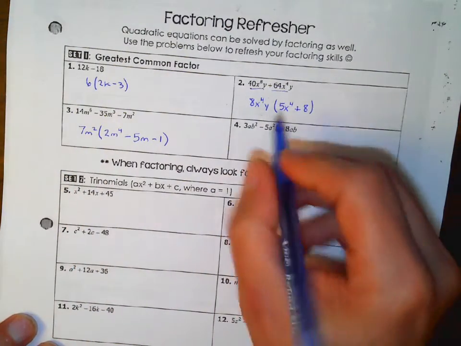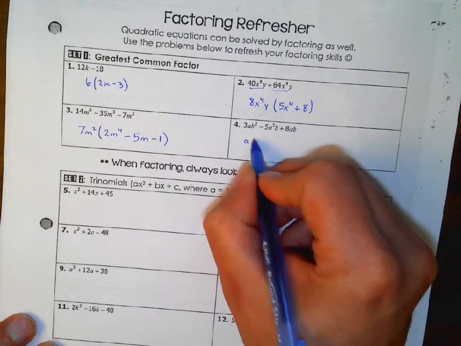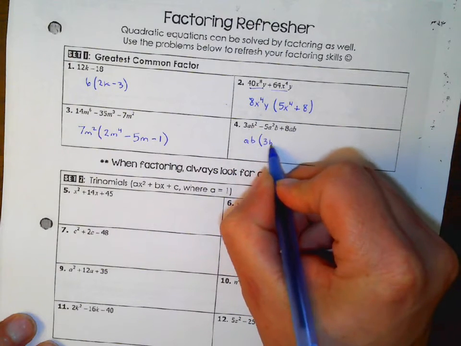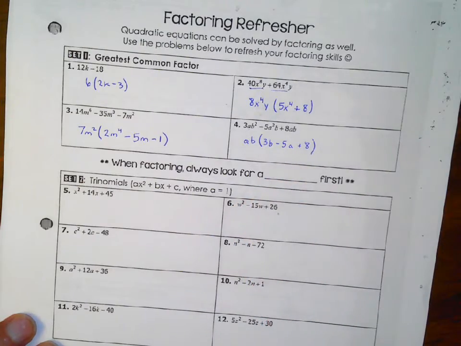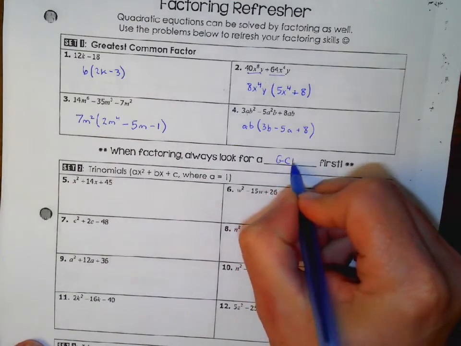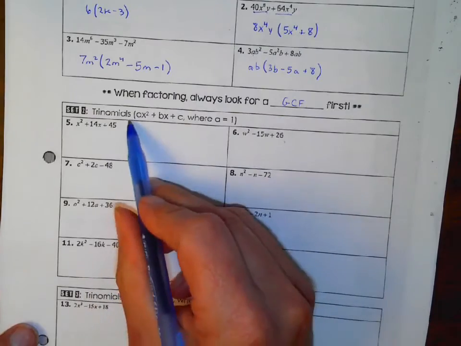Okay, third one, we can take out nothing but 3, 5, and 8, but I can take an a out of all of them and a b. So if I take an a and a b out, I'm left with 3b, and 5a, and an 8. Okay, so when you factor, always look for the GCF first, just like we did all that up there, right? Always do that first.